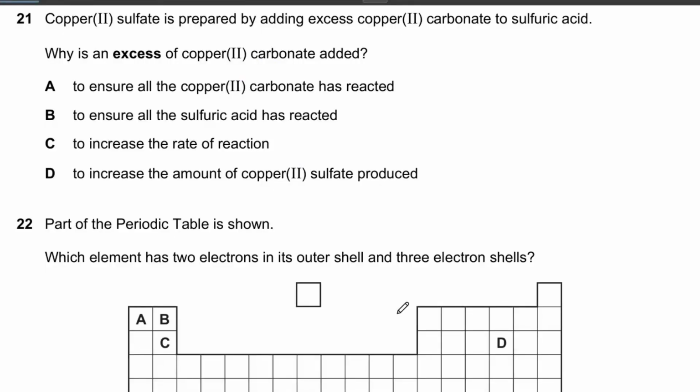This is IGCSE Chemistry, Paper 2, Variant 2, February-March 2023. And this is Part 2, covering questions 21 to 40.